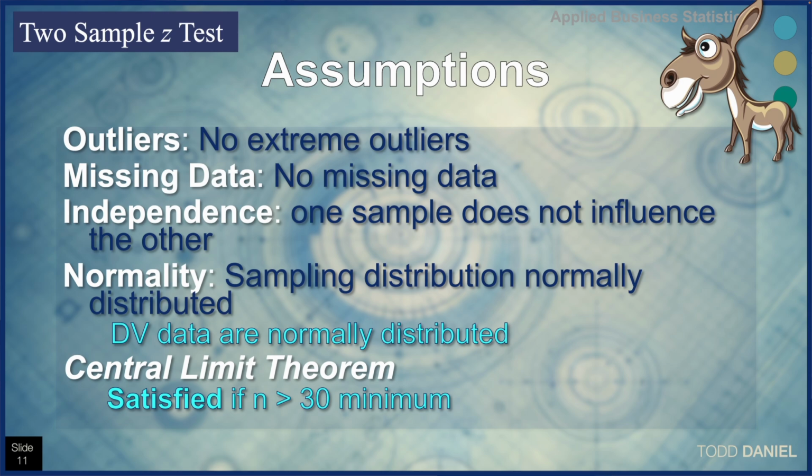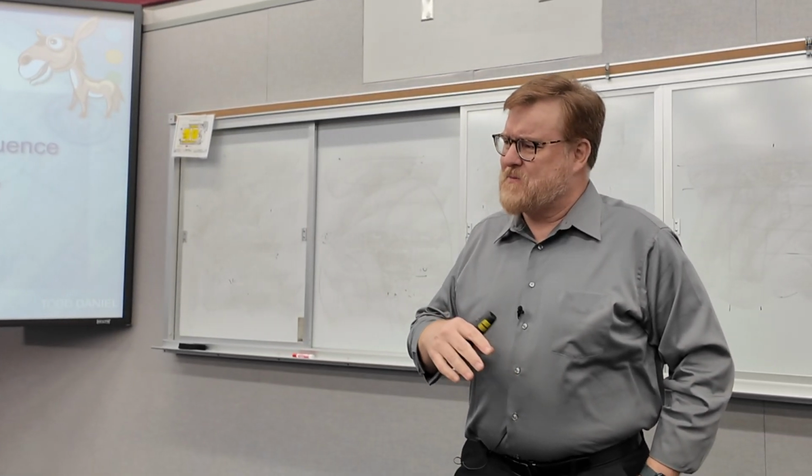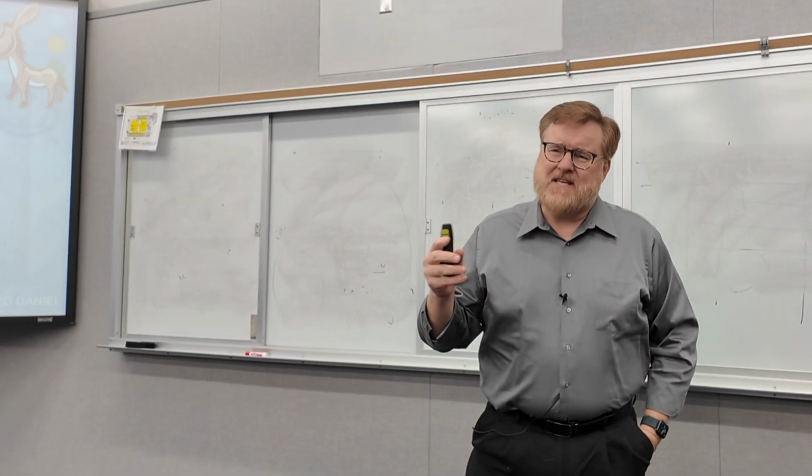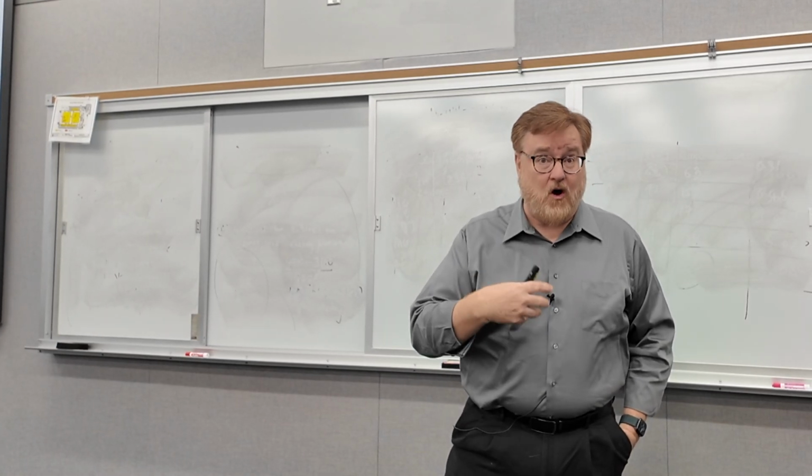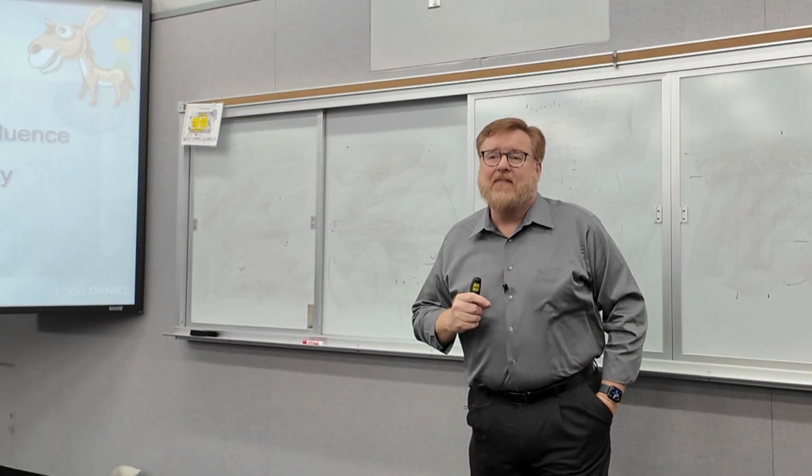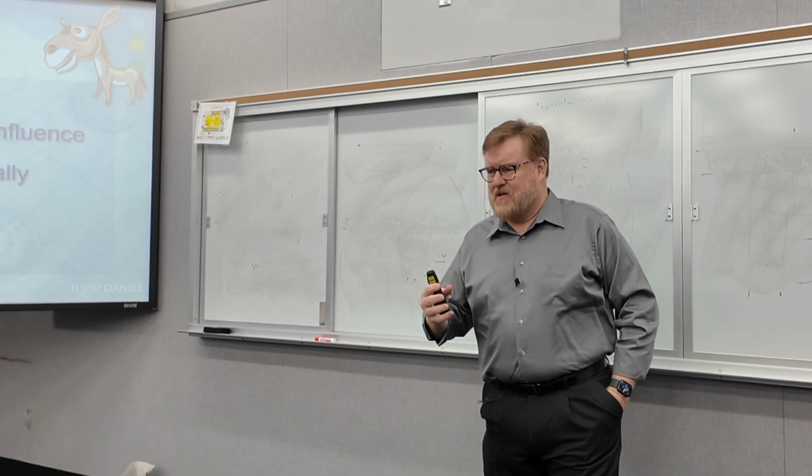Then the last assumption we're going to look for is normality, the sampling distribution being normally distributed. What I could do to make sure that this assumption has been met is I could do a normality test for each sample. What that's going to tell me is whether there's a normal distribution of the sample data. And if the sample data, the dependent variable, the costs, is normally distributed, then I can assume it's being drawn from a normally distributed population.